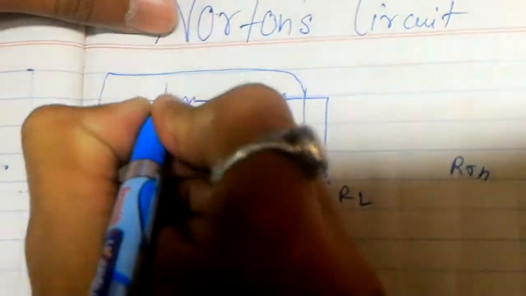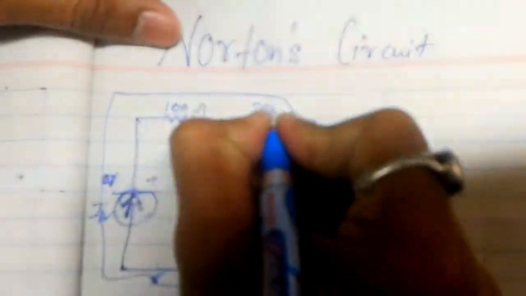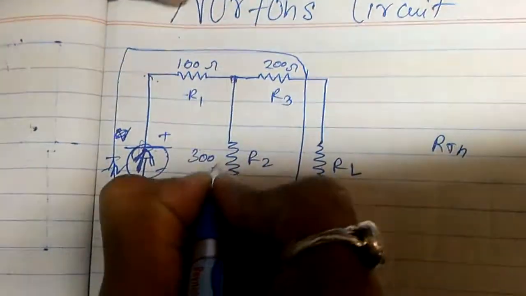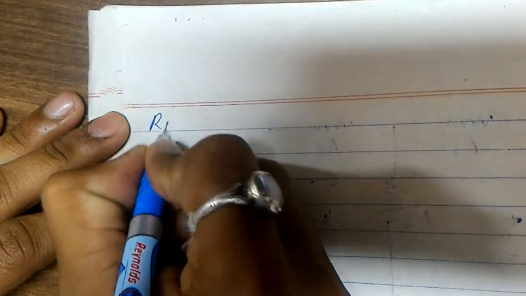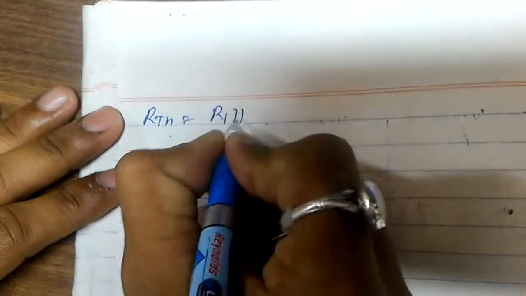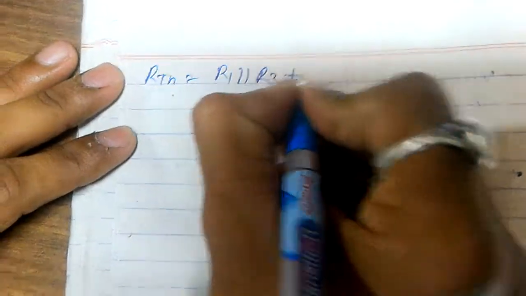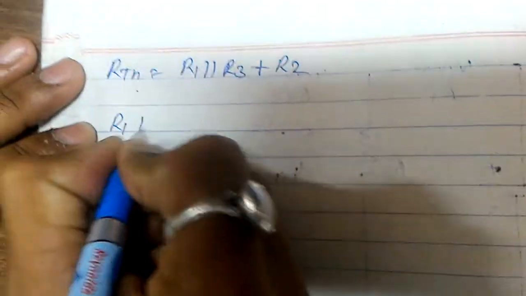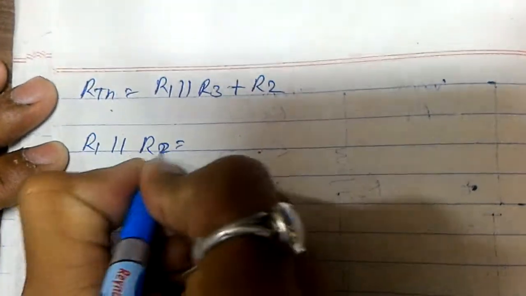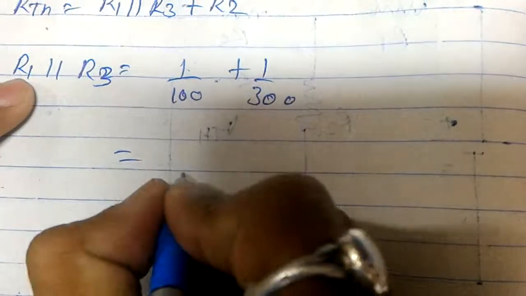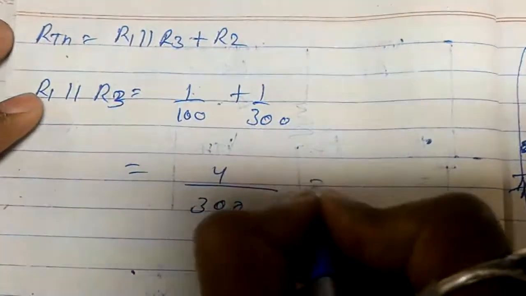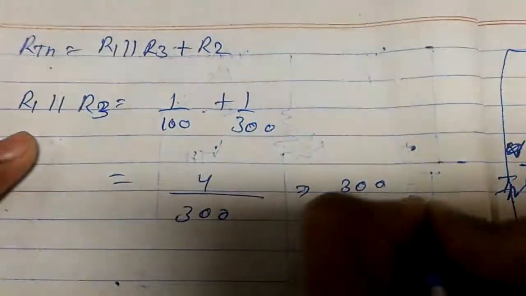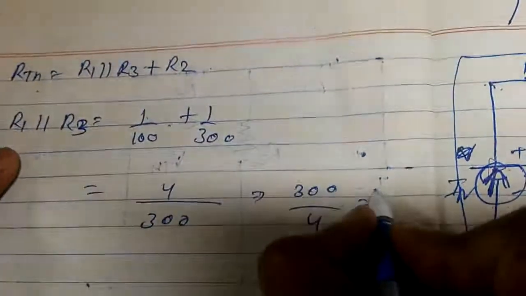Let's suppose here is 100 ohm, again 200 ohm, and 300 ohm. So the total RTH is equal to R1 parallel with R3, plus R2. R1 parallel R3 is 1 upon 100 plus 1 upon 300 is equal to 4 upon 300. 300 divided by 4 is equal to 75 ohm. And here is the circuit.